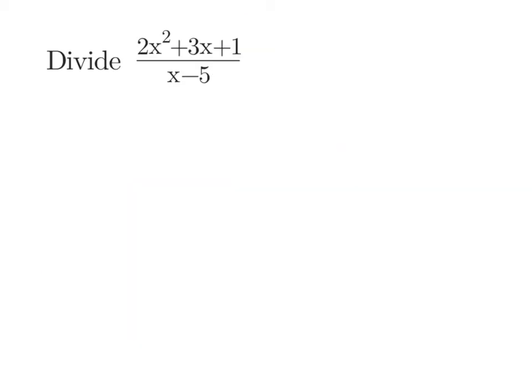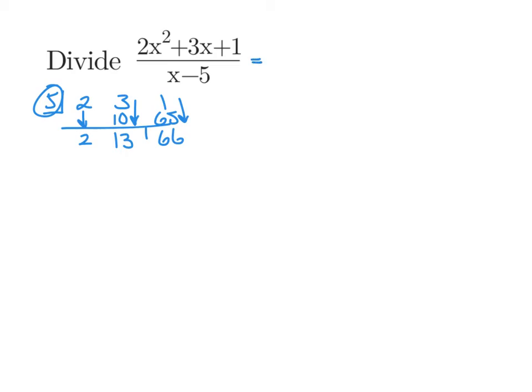Finally, let's divide 2x squared plus 3x plus 1 by x minus 5. I like the x minus 5. That's a nice linear factor, so we can use synthetic division. And that means bring down the 2, and then multiply by 5, 10. We'll add those two together, 13. Multiply by 5, 65. And add those two together, 66.